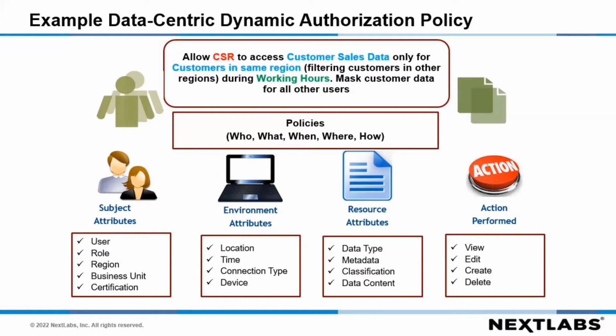And then by combining all of those attributes, you can decide what actions are allowed, whether the user is allowed to just view, edit, create, delete, defining that in a very granular fashion to make sure that users are able to do what they need to do, but only what they're authorized to do. So here, one example is allowing a customer service rep access to the customer sales data, but only for the customers in their same region or business unit, and only during their working hours, and masking this data for all other users.